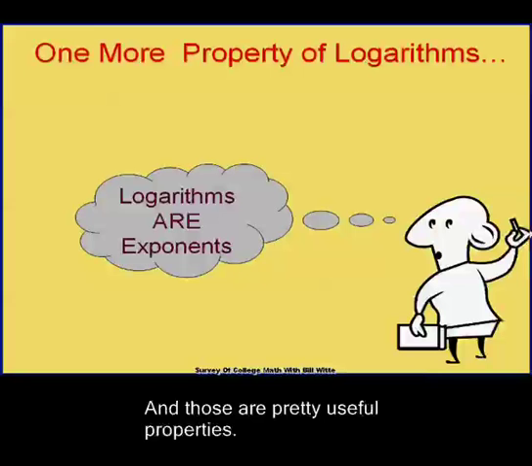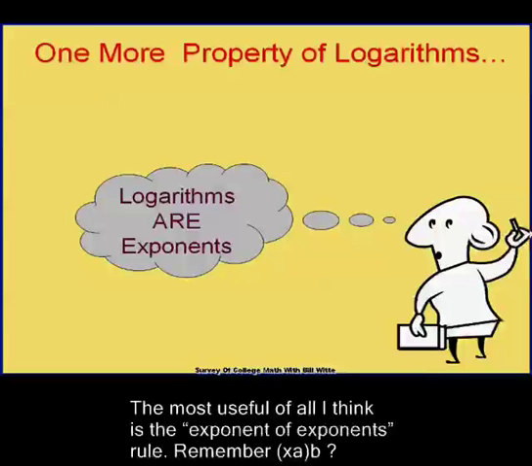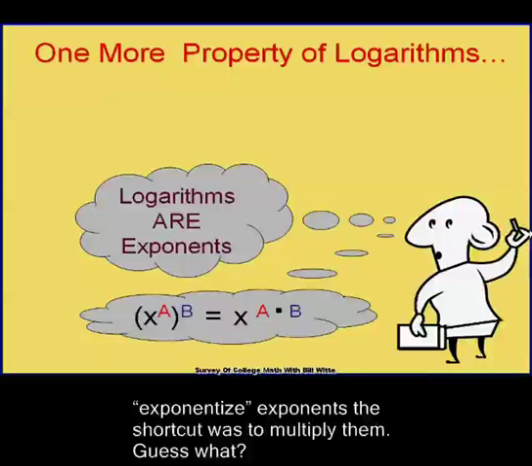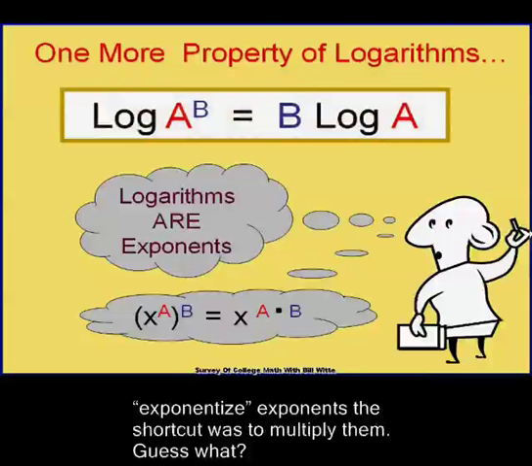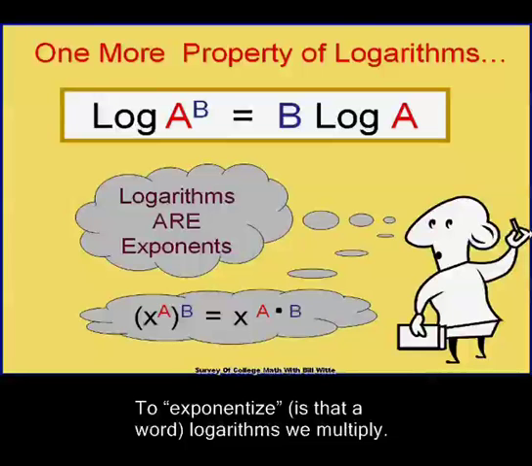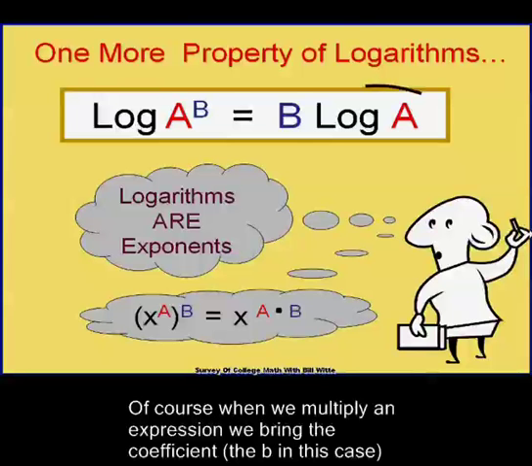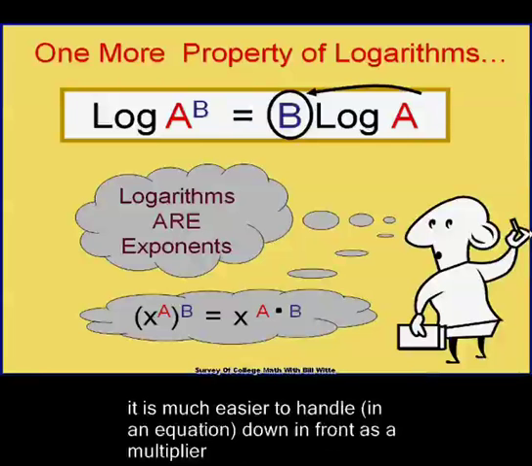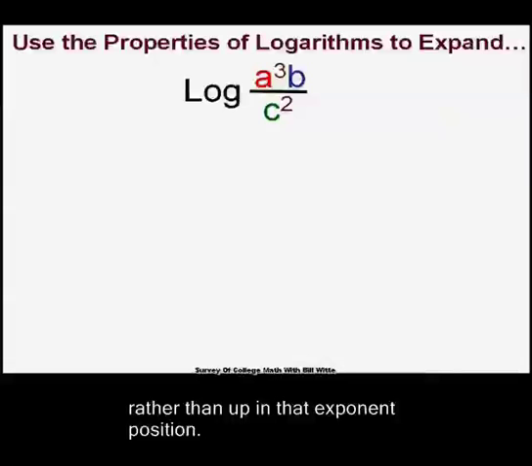And those are pretty useful properties. But the most useful of all, I think, is the exponent of exponents. Remember x to the a to the b? What was the rule that you did there with exponents? You multiplied them. So to exponentize exponents, the shortcut was to multiply them. Well, guess what? To exponentize logarithms, the logarithm of a to the b, we multiply. We bring the b down in front. Much easier to handle down in front like that. This is going to be the most useful of all the properties of logarithms, as it was very useful as a property of exponents. Pay attention, boys. I'll show you how it's done.